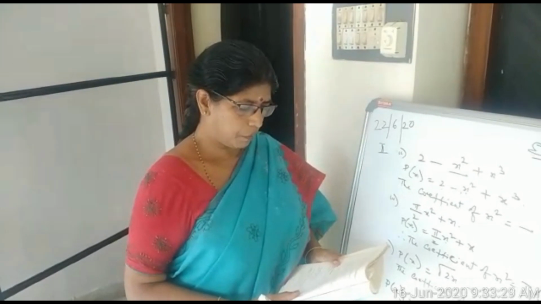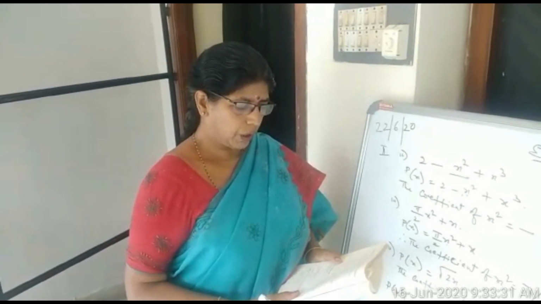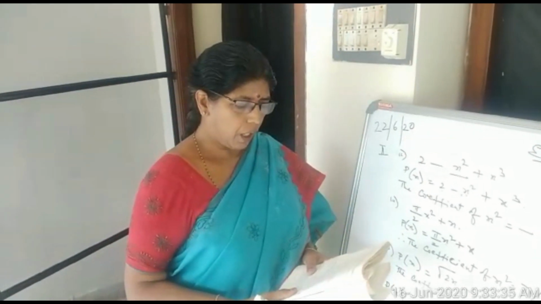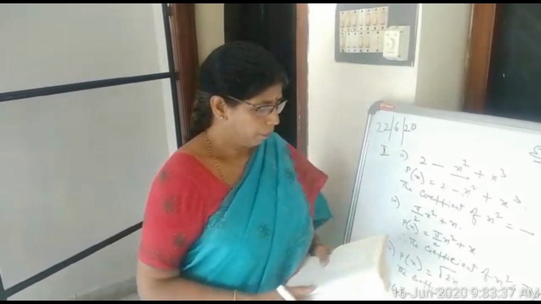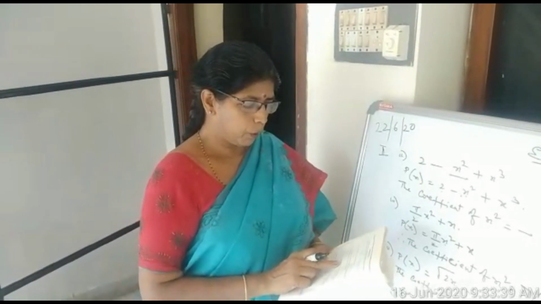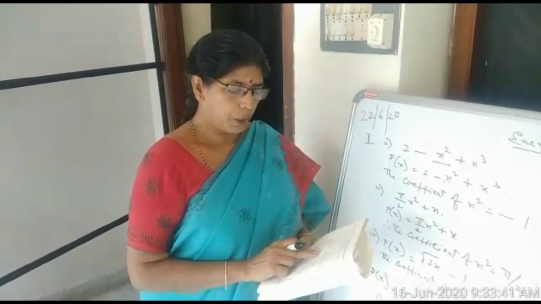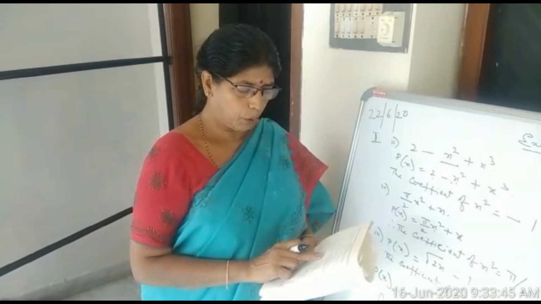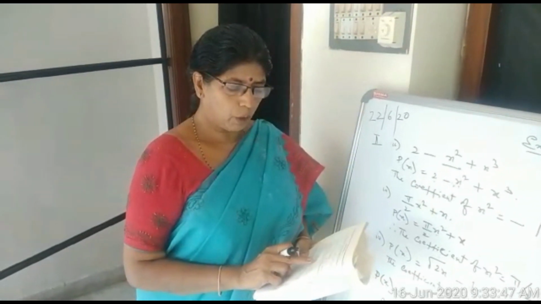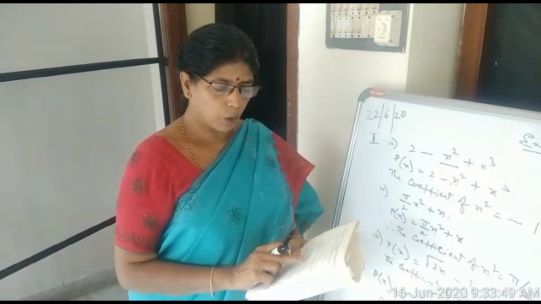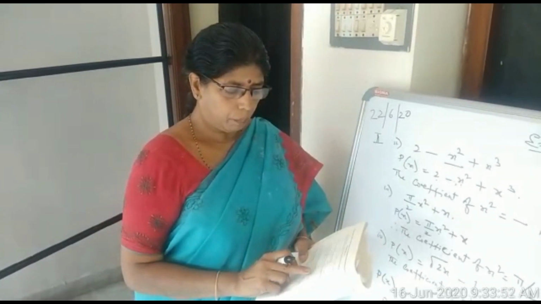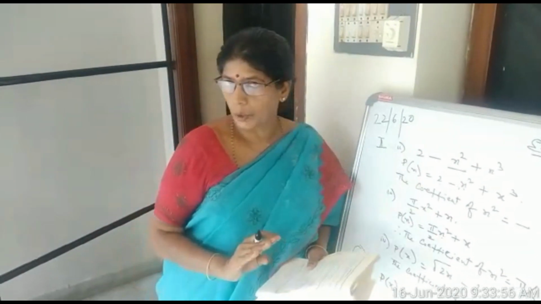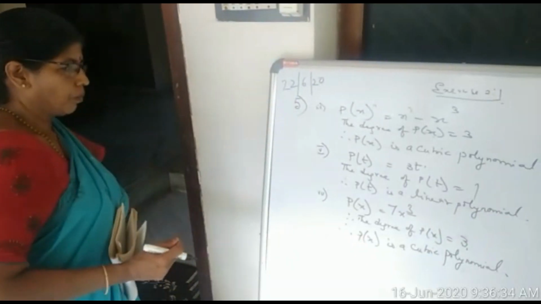Fifth question. Classify the following as linear, quadratic and cubic polynomials. Do you know what is a linear polynomial? A polynomial of degree 1 is called a linear polynomial. A polynomial of degree 2 is called a quadratic polynomial. A polynomial of degree 3 is called a cubic polynomial.